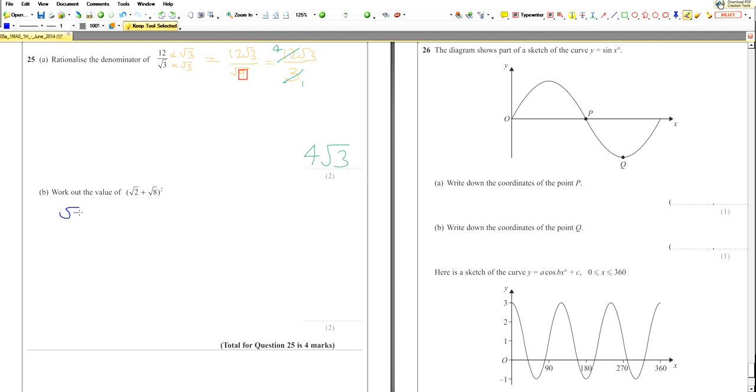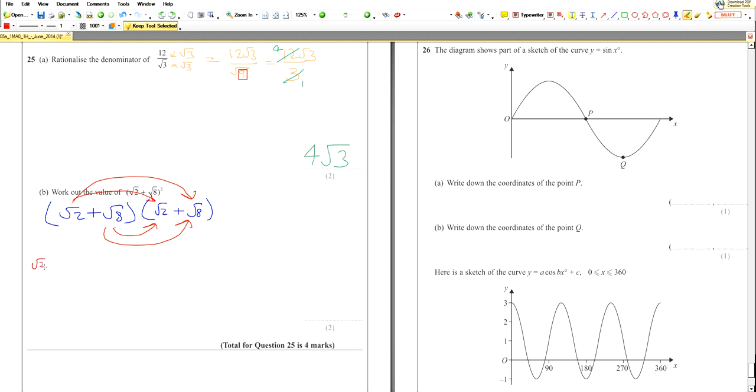So we have to do root 2 plus root 8 multiplied by itself, root 2 plus root 8. So what we do now, we need to multiply. That's the way we multiply normally, double brackets, FOIL. Front, outside, inside, and last. So root 2 times by root 2. Let's just actually write it down.